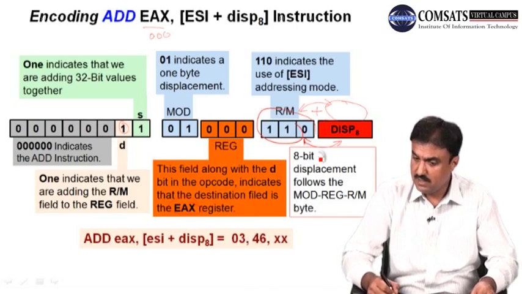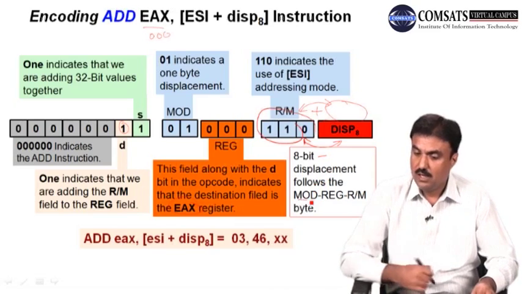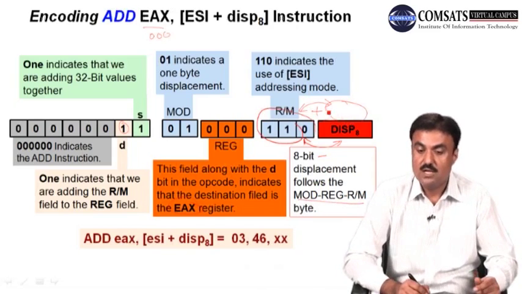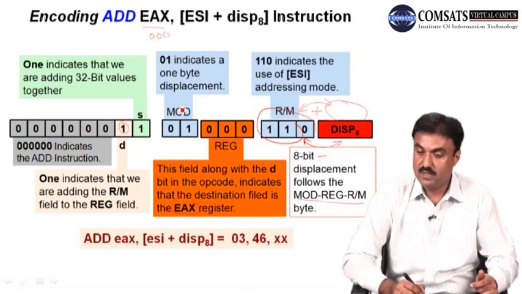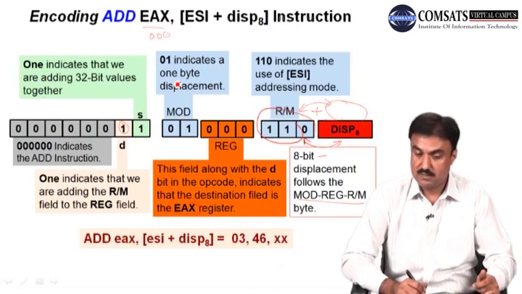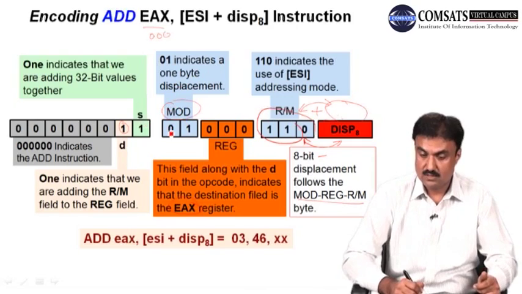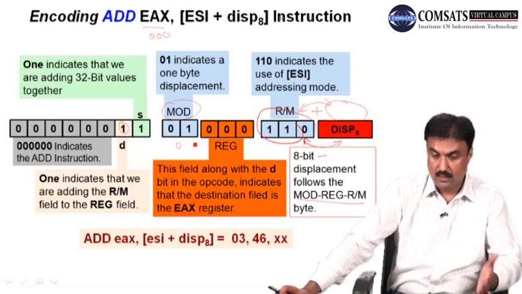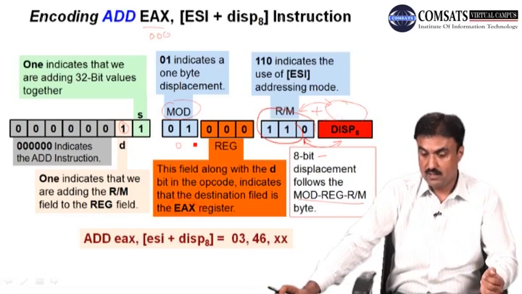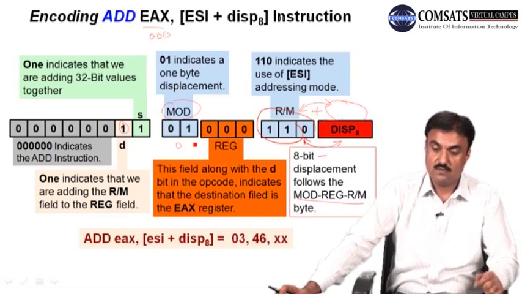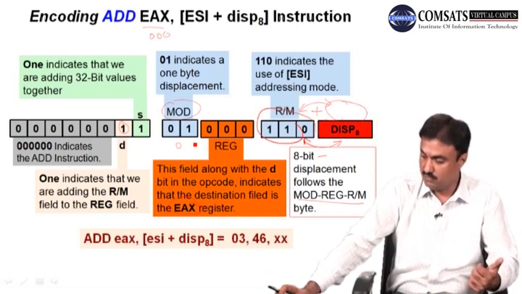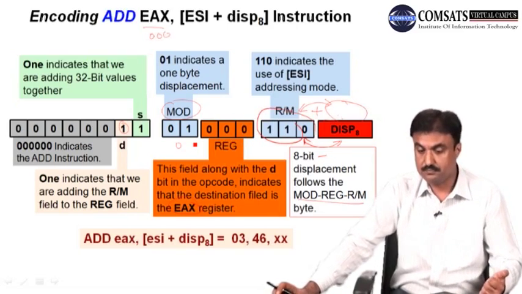So an 8-bit displacement follows the MOD-REG-R/M byte, so displacement 8 should be here. In case of 32-bit, it should be there. So 01 in the mod bit indicates a 1 byte displacement. So we have the mod bit here, so there should be a 1 byte displacement, and then you can see that 0346 will be the encoded one. Wherever I said mode bit, it's not mode, it's actually the mod bit which we are using.